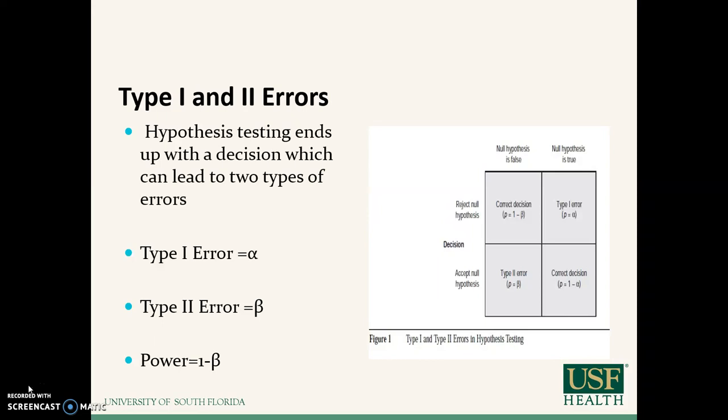One is called a type 1 error. Basically, the null hypothesis is true, but you reject it. And there's a type 2 error. Basically, the null hypothesis is false, but you accepted it. And the power is 1 minus beta. So just remember this: every hypothesis test will have these two types of errors.